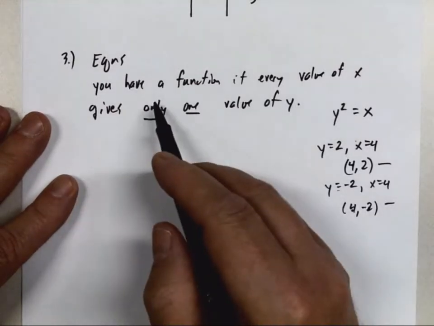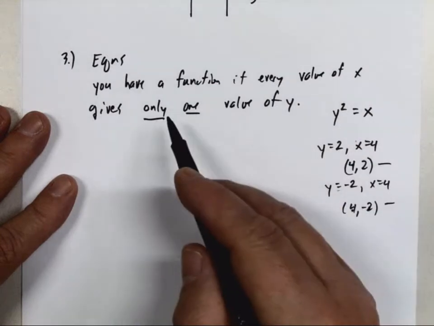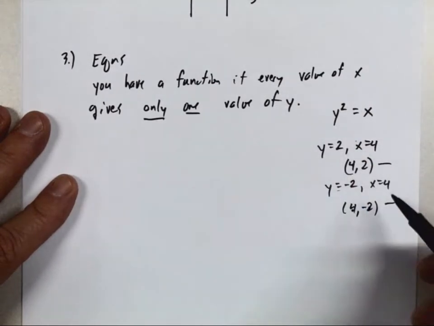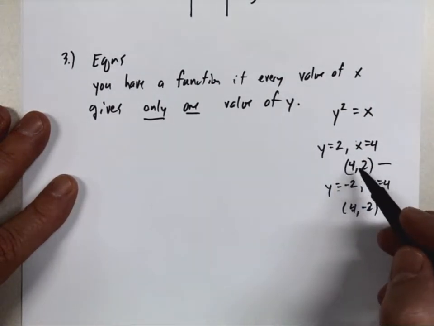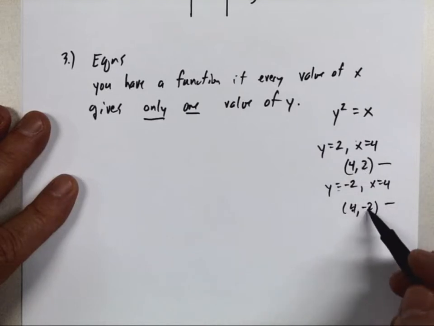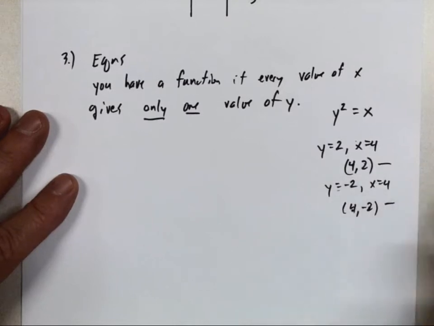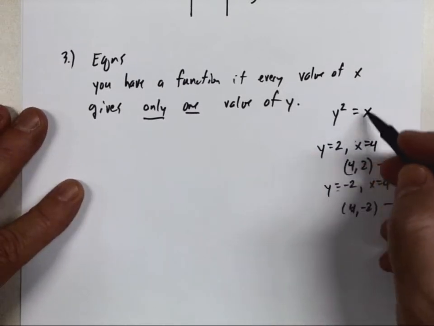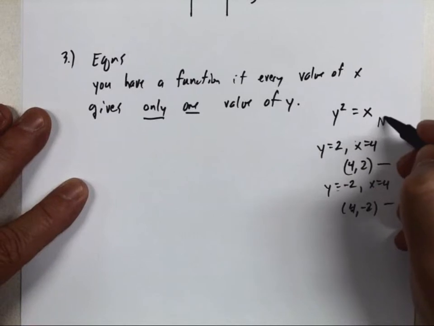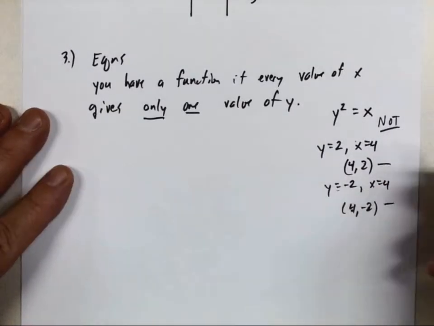Look what I've said here. You have a function if every value of x gives only one value of y. Here's a case where when x is 4, y can be 2 or y can be negative 2. Here's one value of x that gives two values of y. So this right here is not a function.